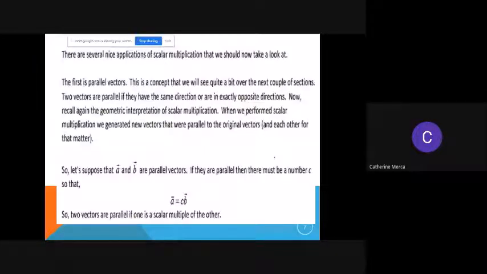There are several nice applications of scalar multiplication. The first is what we call parallel vectors. We say that vectors are parallel if there is a number C so that A is equal to C times B. Meaning, one is a scalar multiple of the other. That is what this equation means. If you can express one vector as a scalar multiple of the other, then these two vectors are parallel vectors.